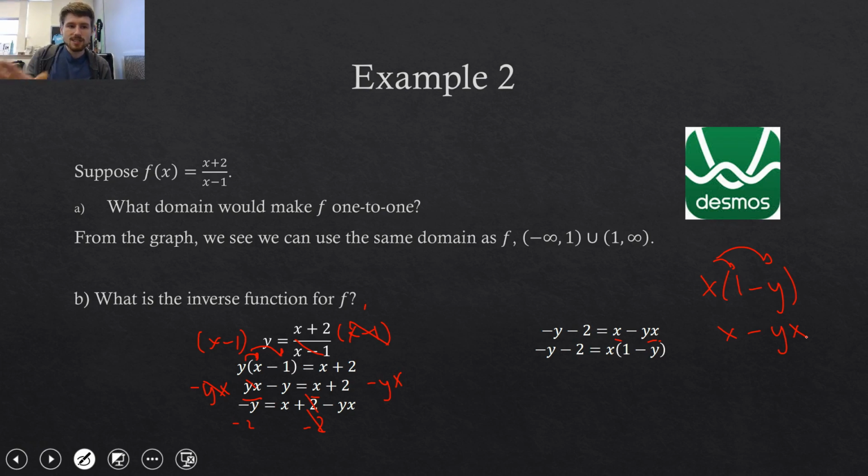So now we have x by itself. Basically, the last little step is to divide both sides by 1 minus y. So when we do that last step, we now have x by itself.